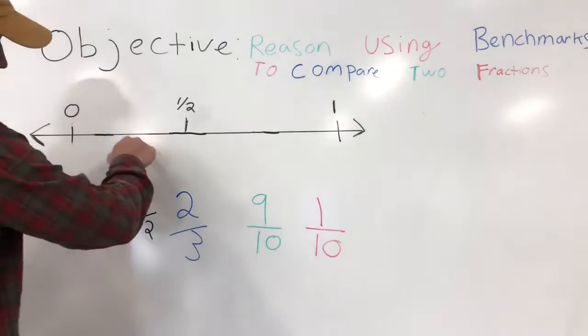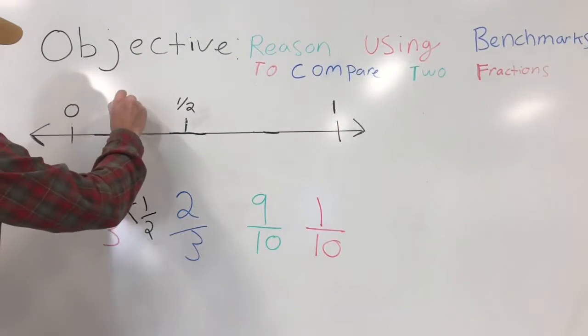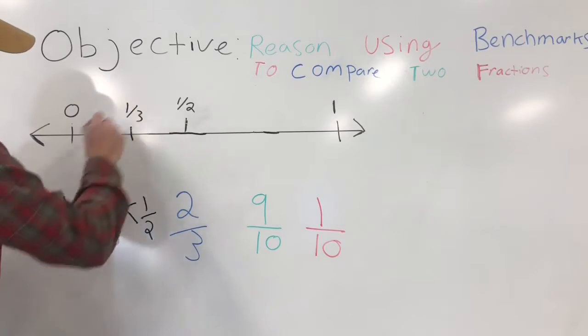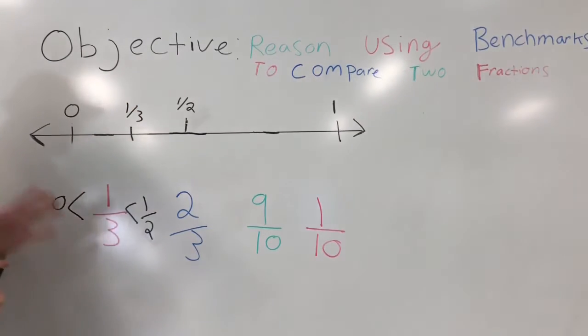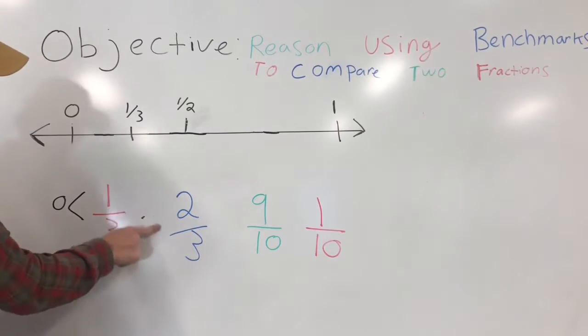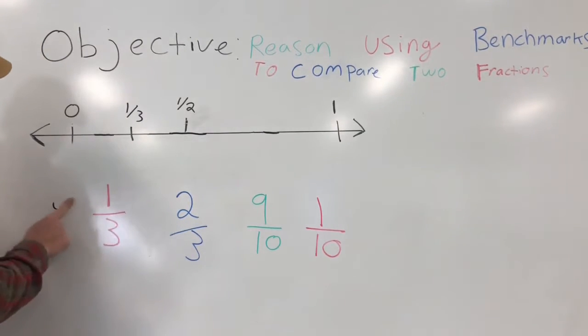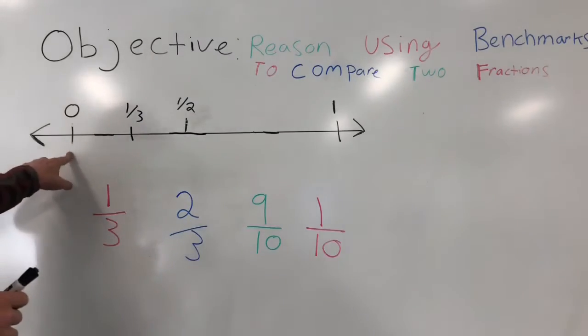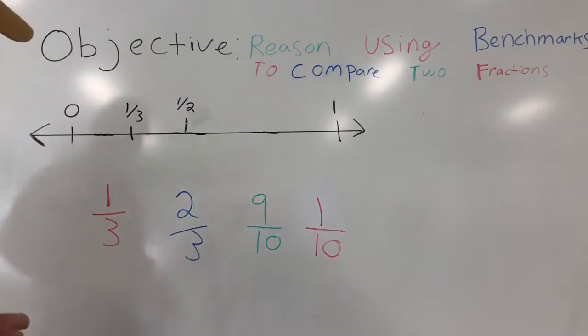So that means that on my number line, I can put in 1/3. And now again, that's not exact. That's not exactly where 1/3 is, but it's somewhere in that area. It's more than 0, it's less than 1/2.